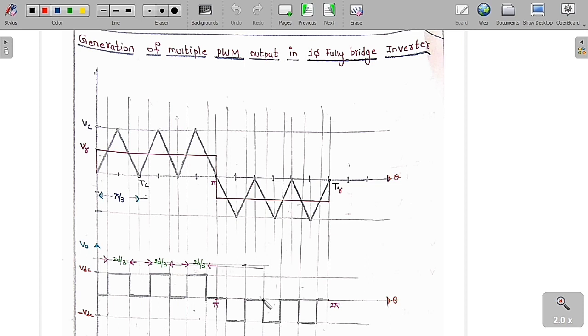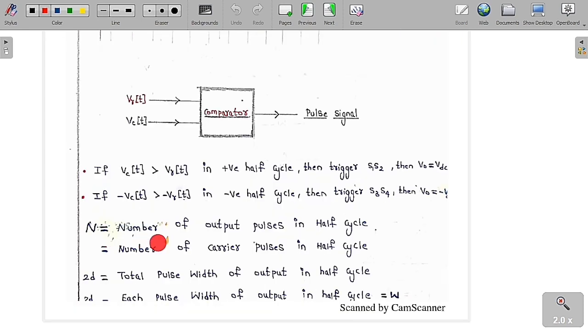The output signal frequency is always equal to the frequency of this reference signal, where n is the number of output pulses in half cycle. So in the output voltage in a given half cycle, the number of pulses present is called n. So n is the number of output pulses in half cycle.